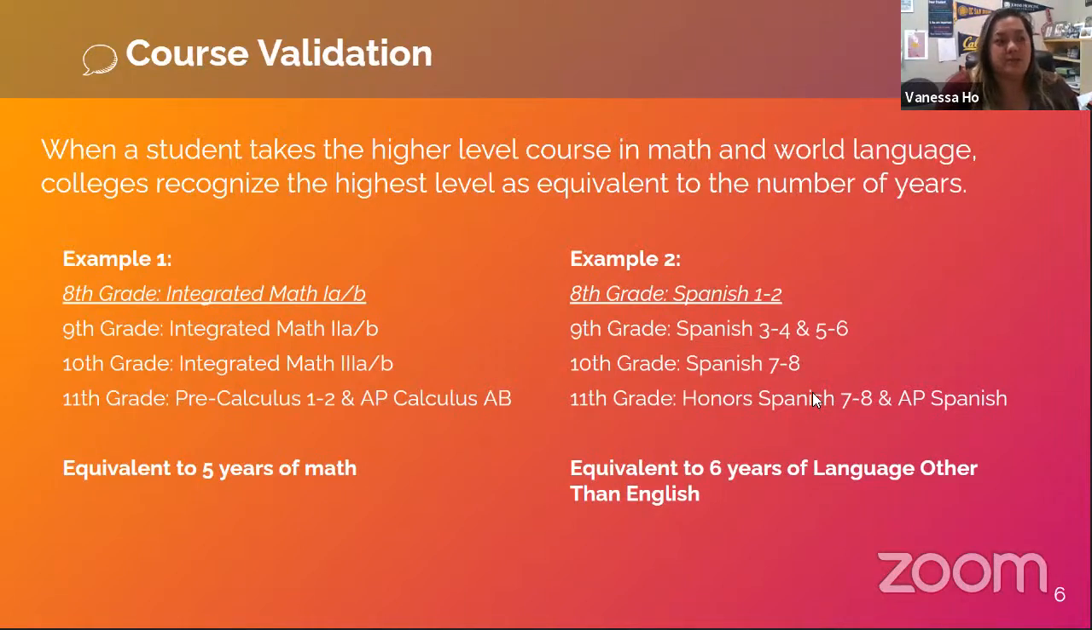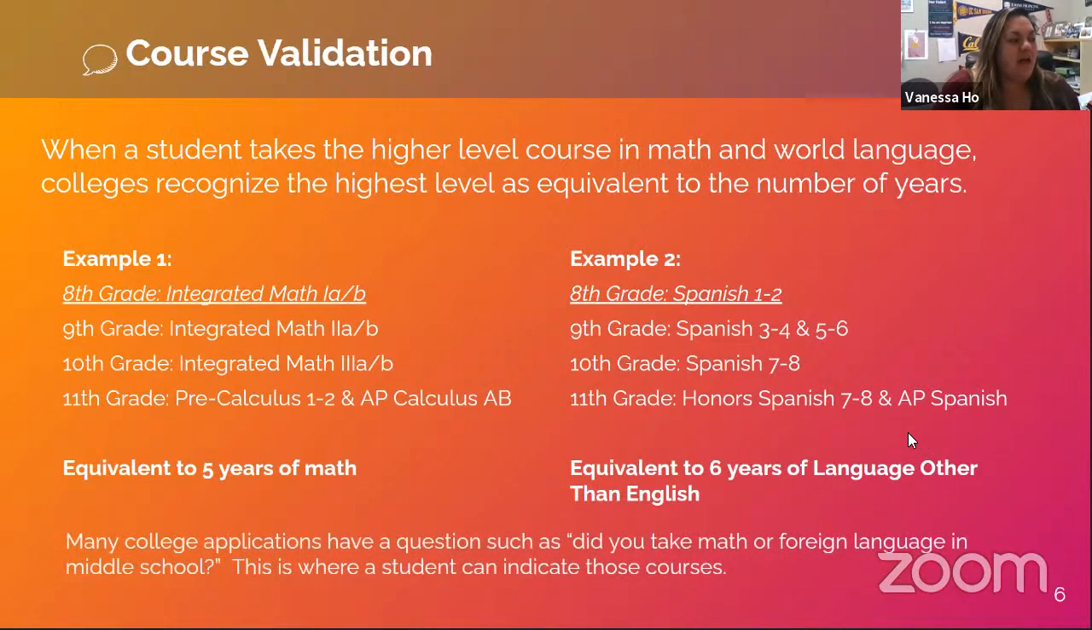Whatever the highest level is, that counts as that equivalent number of years. So this example of Spanish would equate to 6 years of language other than English. Okay. And many colleges do have questions on their application that ask for any courses that they took prior to starting high school.